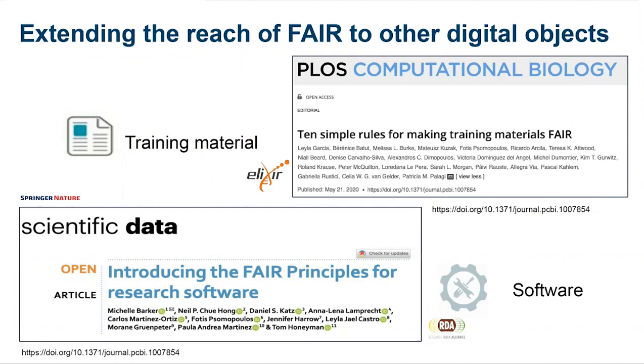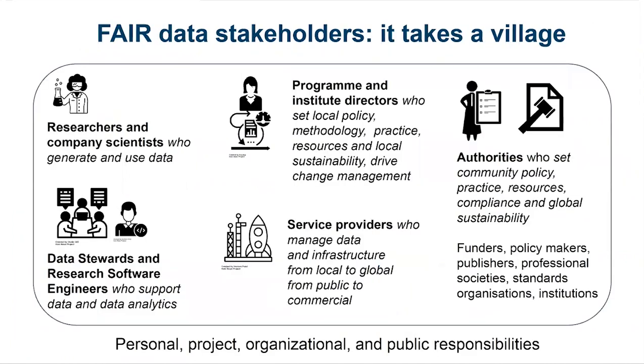Because like I said, sometimes we talk about data, we imply datasets, but in reality, we need all the digital objects to make sure that we can reuse any datasets. It's also important to remind ourselves that FAIR or good research data management is not the job of one stakeholder. We really need all the stakeholders to play the right part, play their role, their contribution. That's why it takes a village.